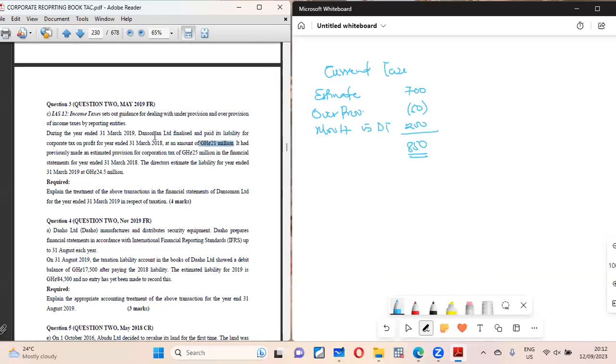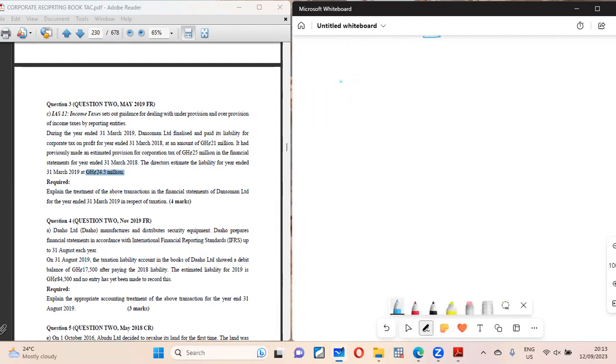Now, finalize means that is the one they did with the GRA people, and they paid 21. So it's an over provision of 4. Now we are told that the directors' estimate for the current year is what? 24.5. So it's as easy as that. How would this be treated? All you need to do is the accountant's provision for the current year. The estimate for the current year is how much? 24.5. And where would that one go? Yes, where would that one go, please? Hello, class. It goes to the current liability.